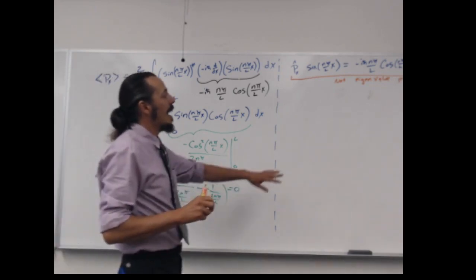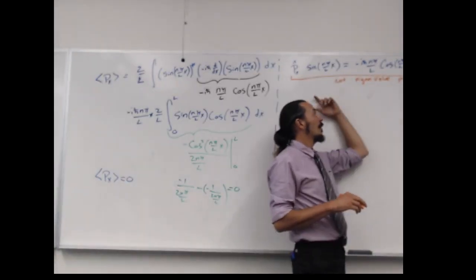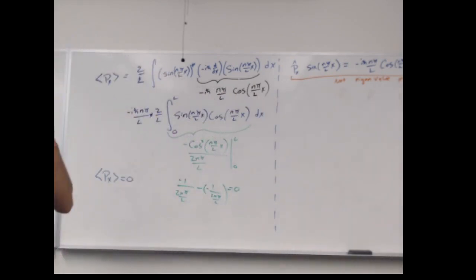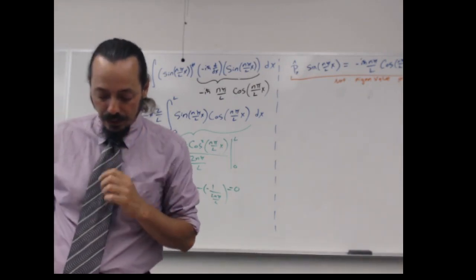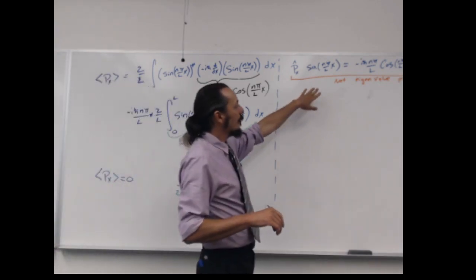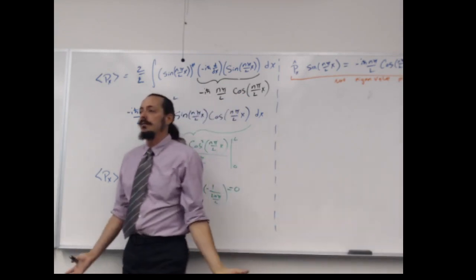Sine functions are not eigenfunctions of the momentum operator. We take the derivative of sine, we get something else. So there must be some other way. The options are we can't say anything about the individual momentums, or we can do something that's kind of more fun, which is we can take our function and rewrite it.